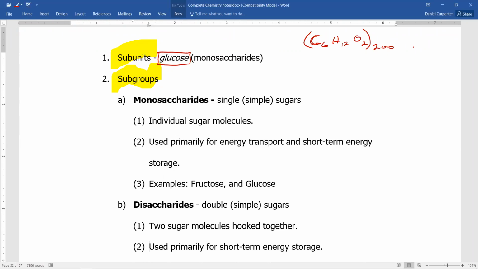So long chains of glucose are what make up carbohydrates, except this is specifically for the complex carbohydrates. Monosaccharides generally are the subunits for the disaccharides.